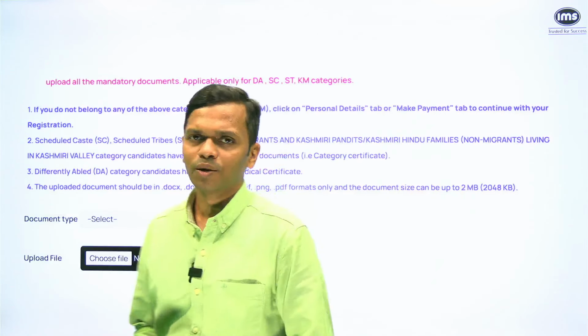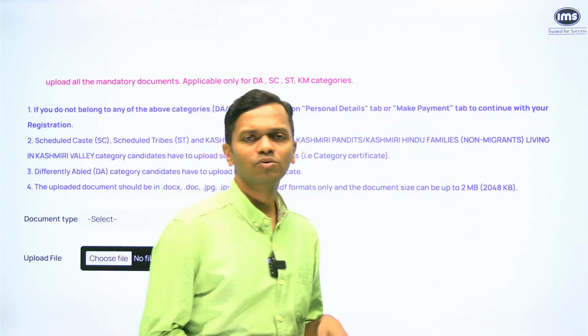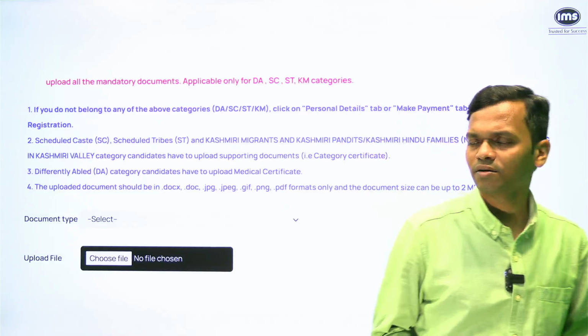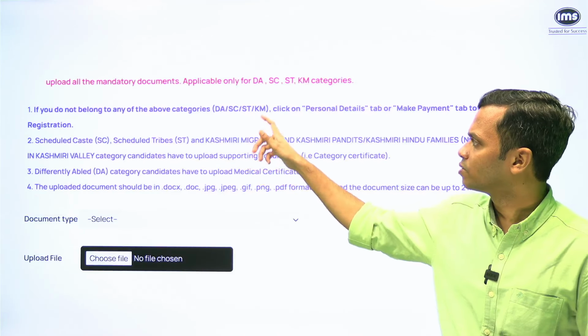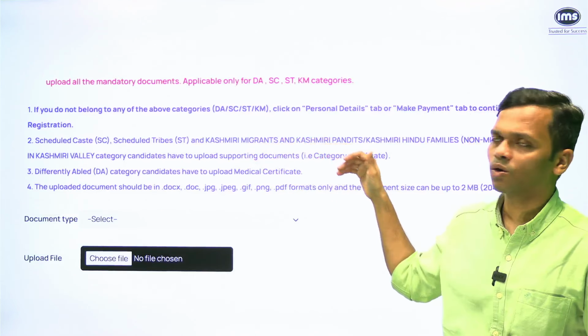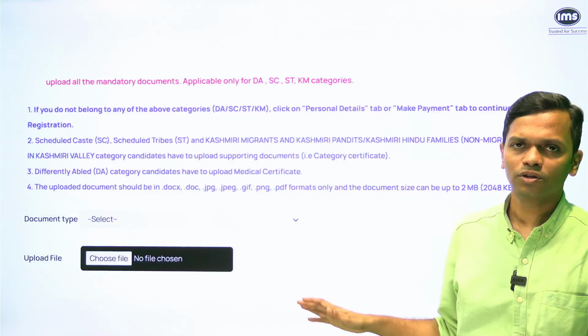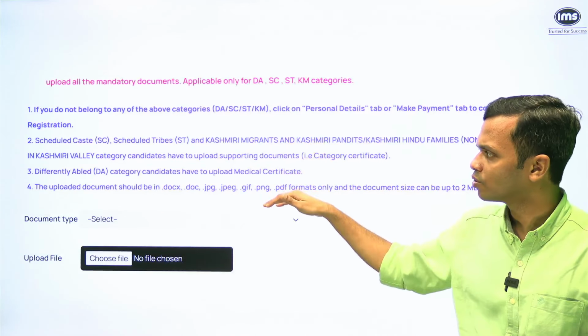Then comes the document upload section. If you are somebody who is a general category, there are no documents that you need to upload. But if you fall under DA, SC, ST or KM, you will have to upload the relevant document. They have given all the details there.